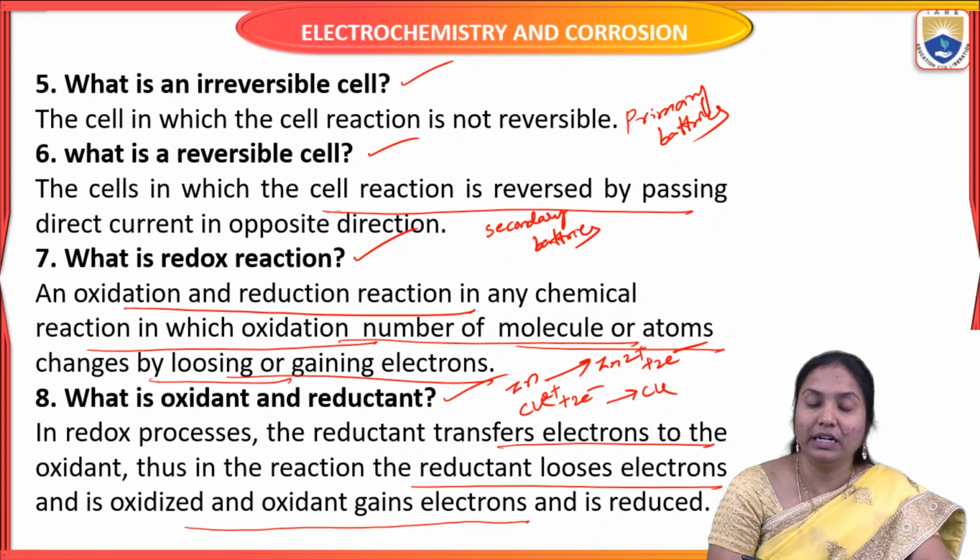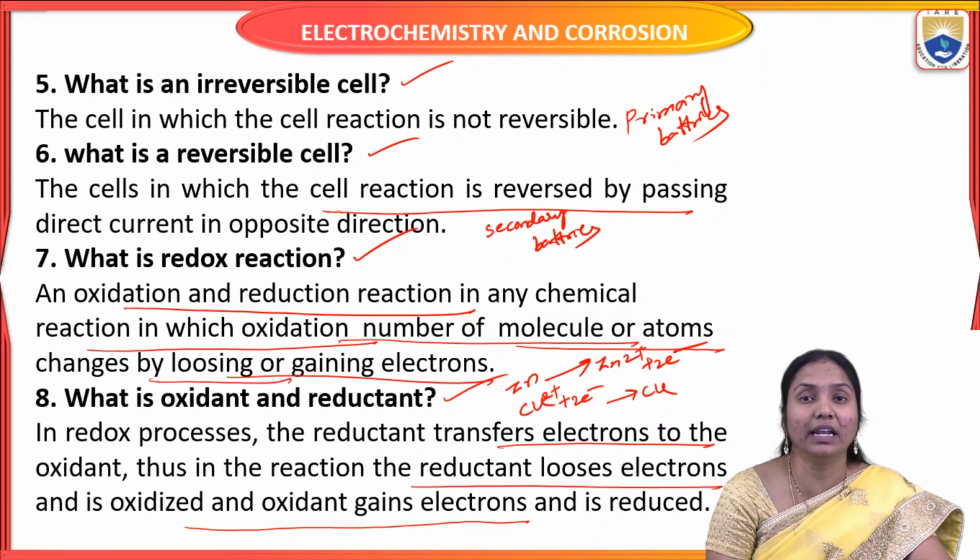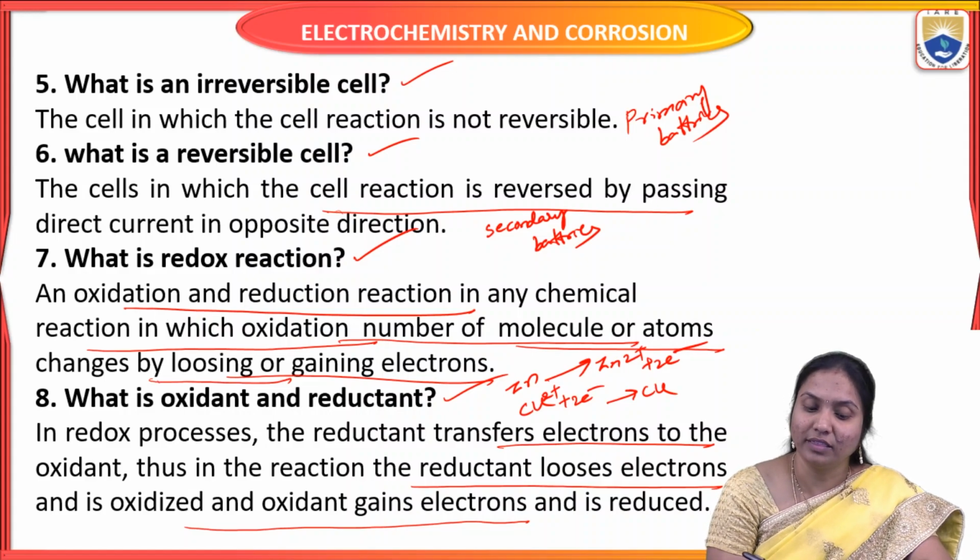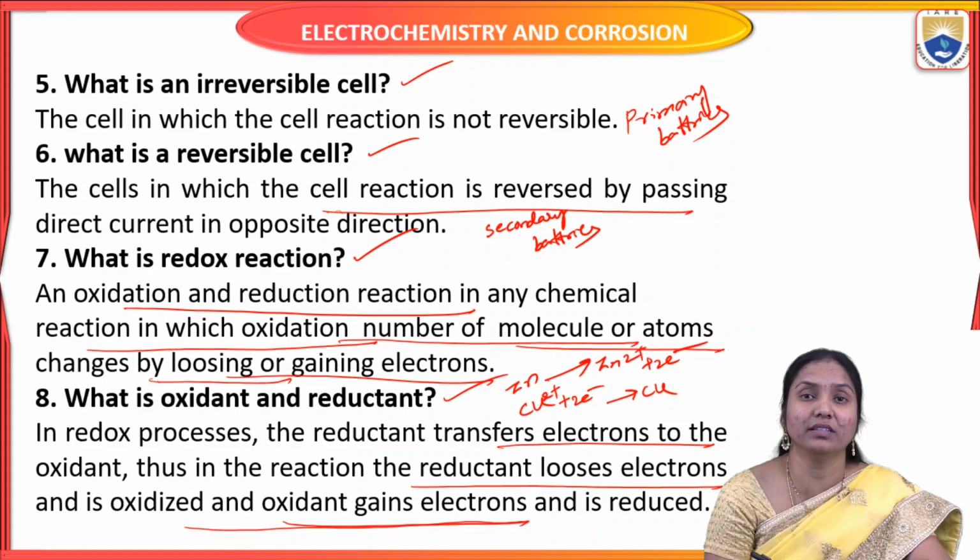So here in redox reactions, the reductant transfers electrons to the oxidant. Thus, in the reaction, the reductant loses electrons and is oxidized, and the oxidant gains electrons and is reduced. So simply we say the reductant loses electrons and the oxidant gains electrons.